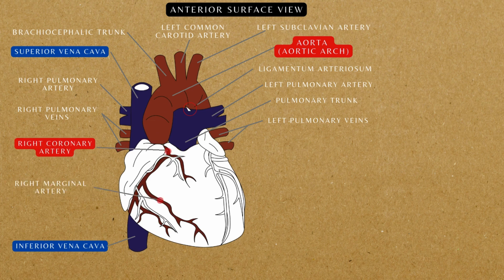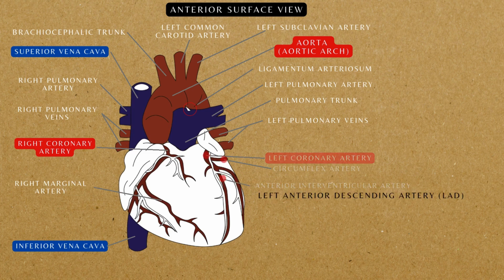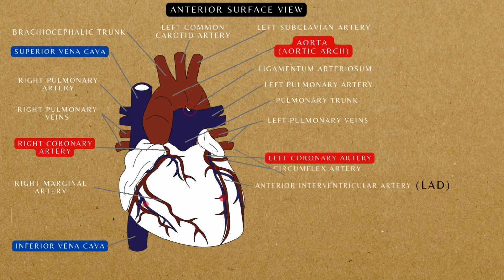Here's the right coronary artery and right marginal artery. On the left of the heart is the left coronary artery and its branches: the circumflex artery and anterior interventricular artery, also known as the left anterior descending artery or LAD. Veins seen in the anterior view are the great cardiac vein and anterior cardiac veins.